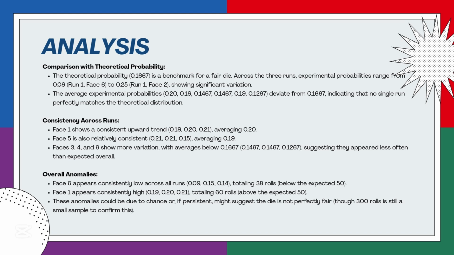Now, for anomalies, key point. Phase 1 totals 60 rolls, 10 above the expected 50, while Phase 6 totals 38 rolls, 12 below the expected 50, across all runs. These could be random, but might suggest die unfairness, though 300 rolls is a small sample.